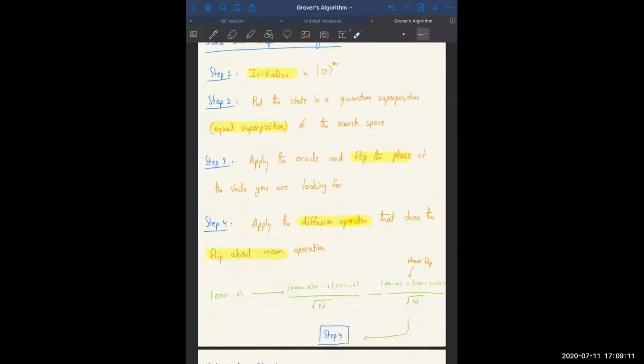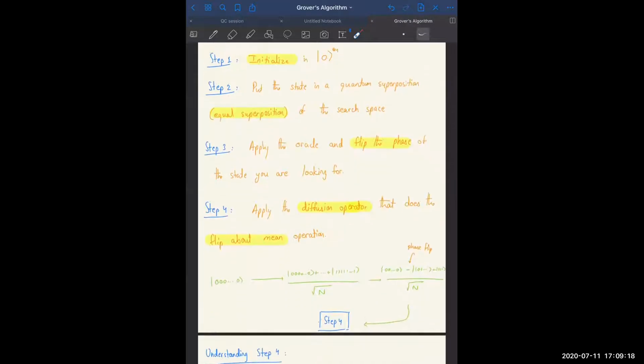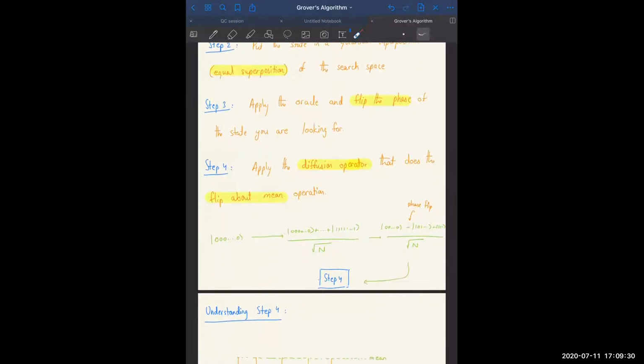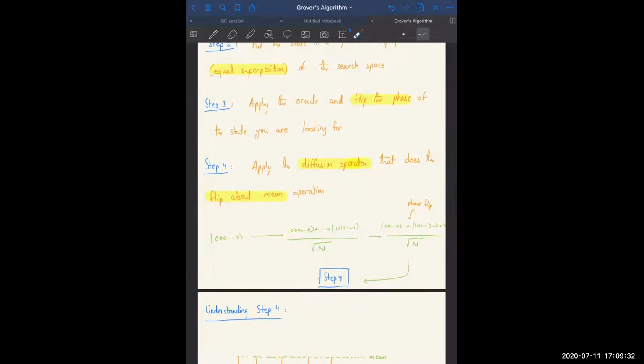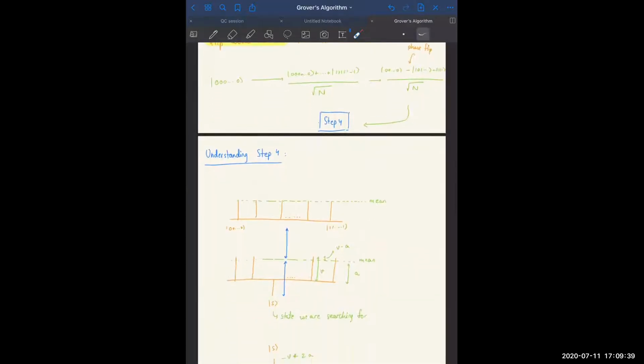Okay, and then there's another step that is called the diffusion operator. We just saw that initially we take this state, put it in an equal superposition, done. And then we know how to put a phase flip on that specific state that we're searching for. And now we do this step 4, that is the diffusion operator. What it actually means is we're doing a flip about the mean. So let's understand how step 4 works.